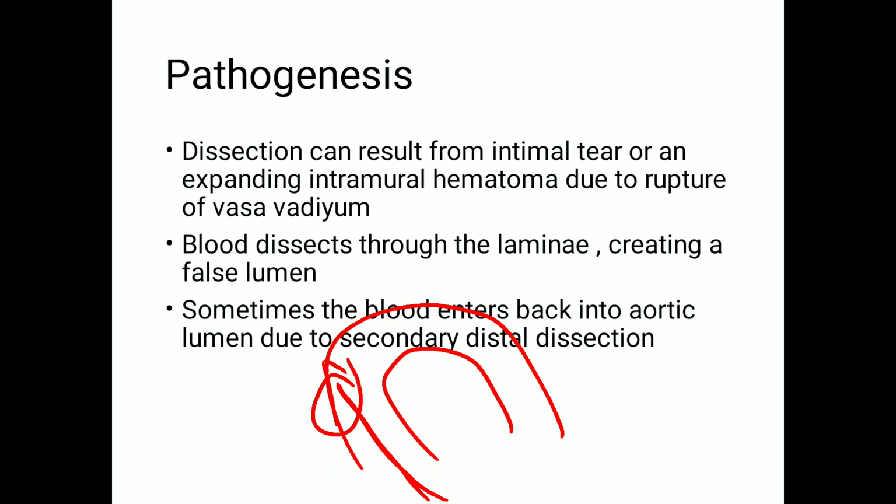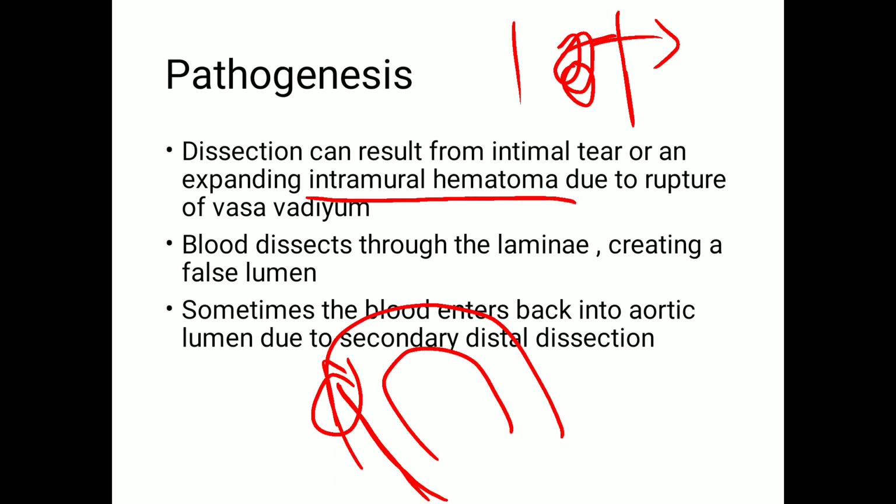Another mechanism is, suppose this is the aortic wall, and here is a vasa vasorum, that is a blood vessel supplying the aortic wall. Suppose this ruptures, this can result in a hematoma formation which can expand and cause an intimal tear. So either from inside or from outside you can get a dissection. This part is called the intramural hematoma. This is the vasa vasorum, sorry, there's a typing mistake.